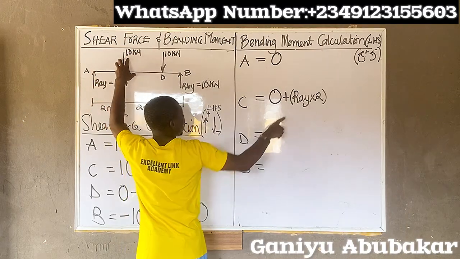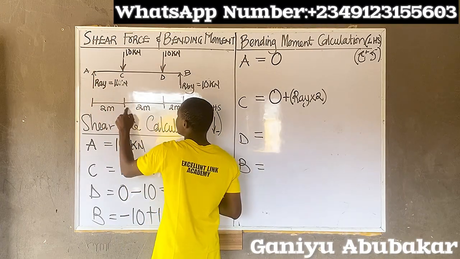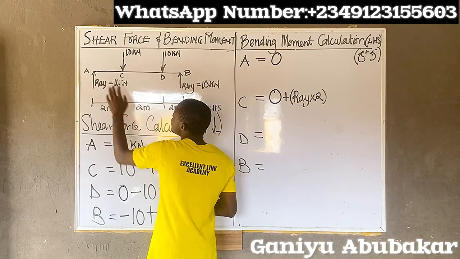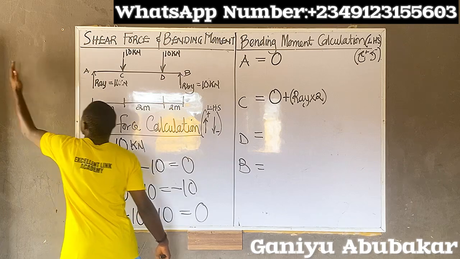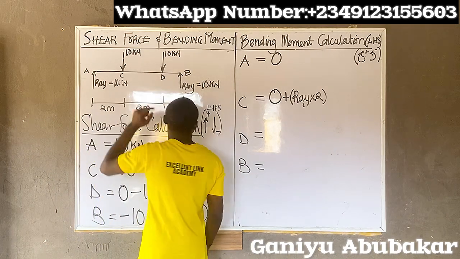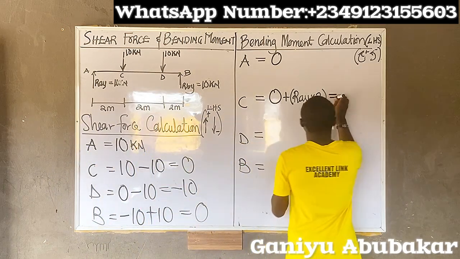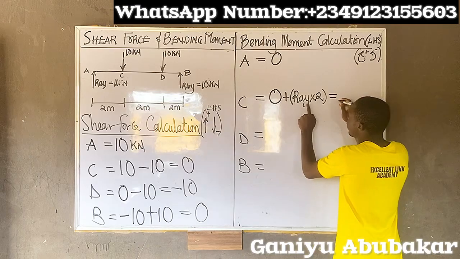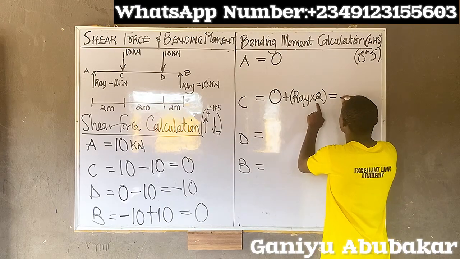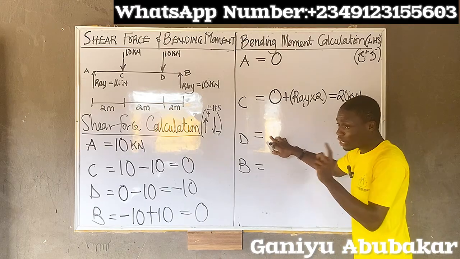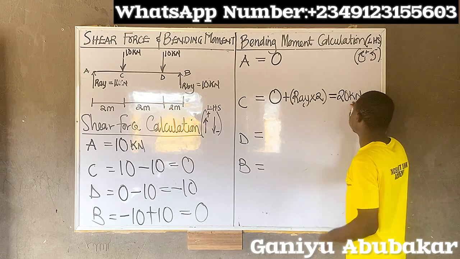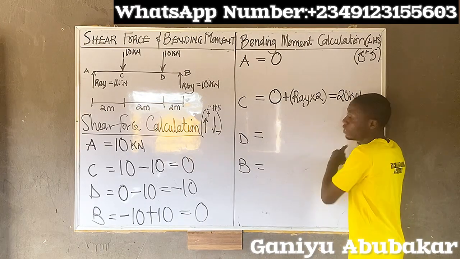Move gives you RA times what? Yet here gives you 2. This is the only force that can see what is happening at C, because I'm moving from the left-hand side this way, right? So this gives you 0. What's RA? That's 10 times 2 gives you what? 20 kilonewton. No, that's for the shear force concept. For this one, I've gotten 20 as my moment at C.